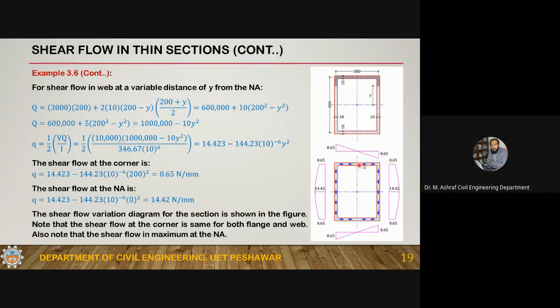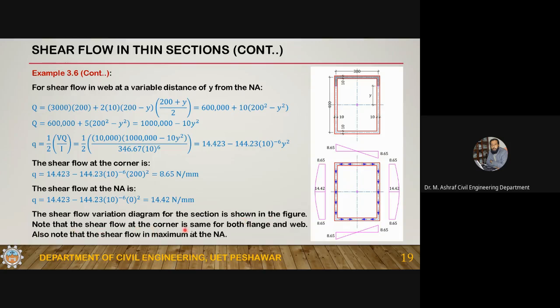Since the shear flow is coming from only one side of the plane, that's why it will start in the web. It will start at 8.65. Here is 8.65. Here is 8.65. Then increasing to 14.42. So the shear flow variation diagram for the section is shown in the figure.